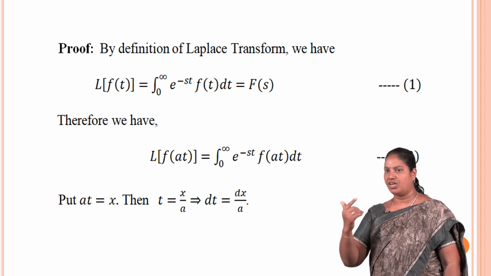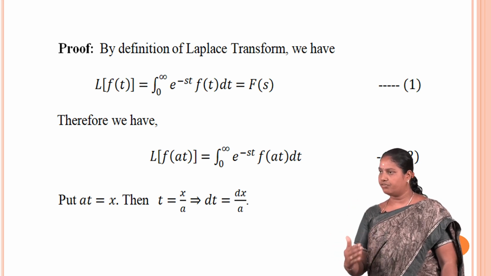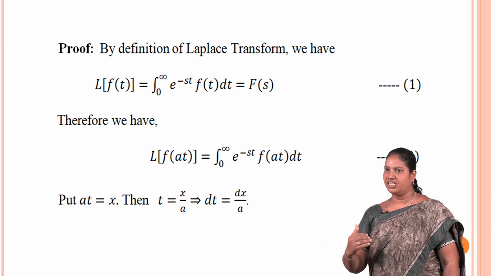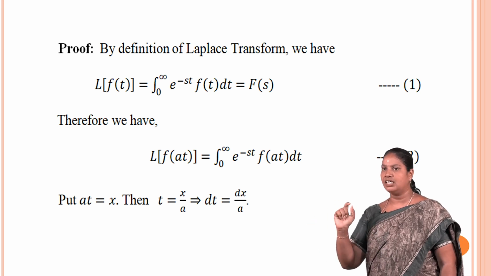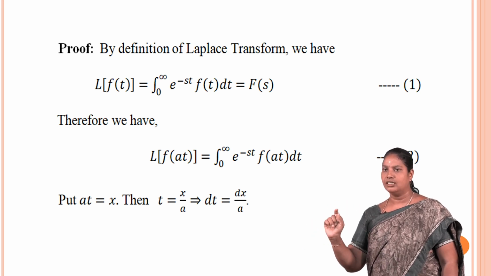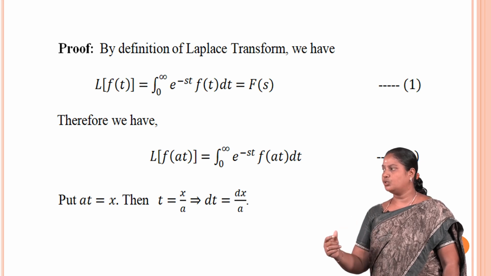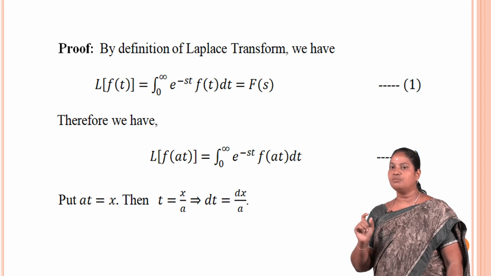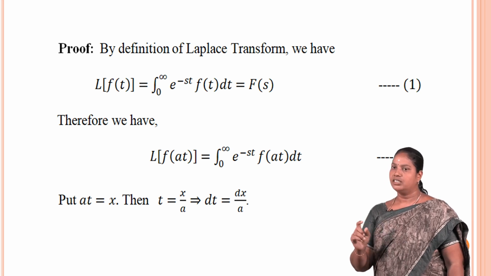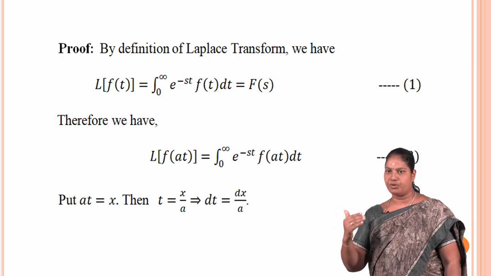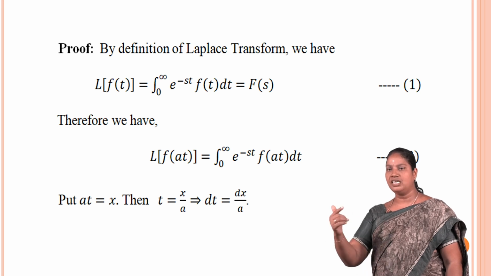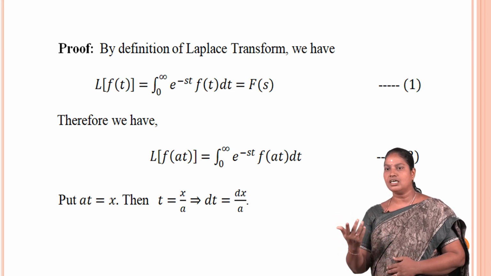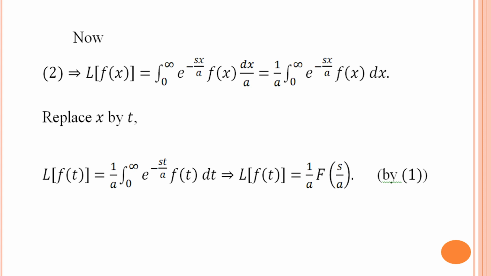Now let us change the t to at. Then L of f of at is, by definition, integral 0 to infinity e power minus st f of at dt. Now let us use the substitution method. Let us take at as some variable x. Then t is x by a, and dt is dx by a, because a is a constant. Now we substitute this in the integral.